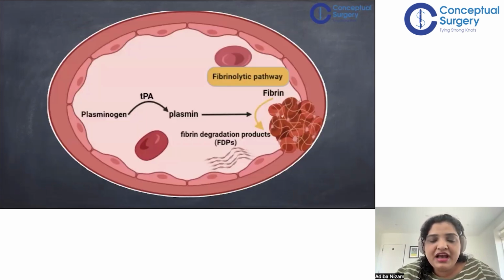So here we have a diagrammatic representation of the fibrinolytic pathway. Here plasminogen is being activated to plasmin, the active form, by the tissue plasminogen activator. The tissue plasminogen activator is secreted by the endothelial cells. It will go on to degrade fibrin to fibrin degradation products, restoring the vessel integrity.